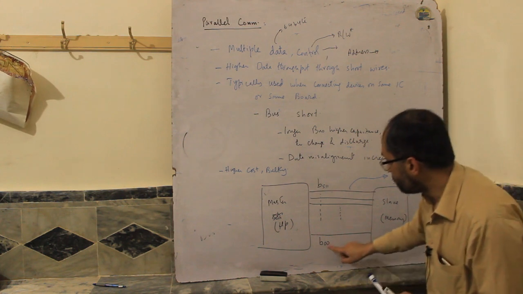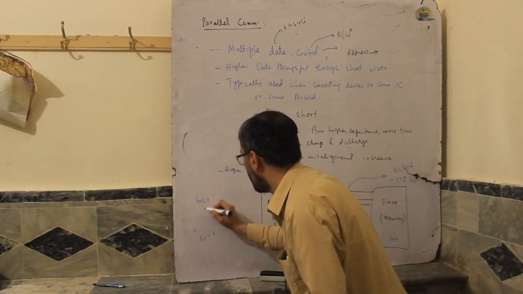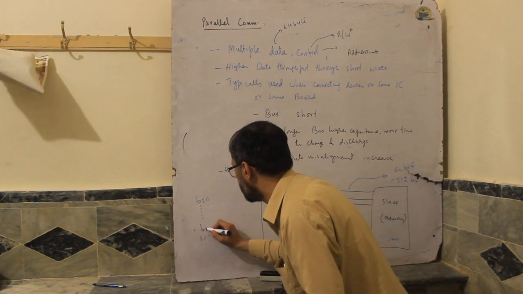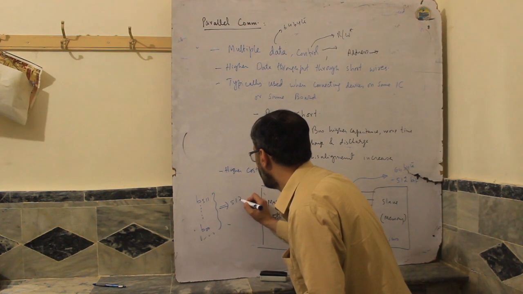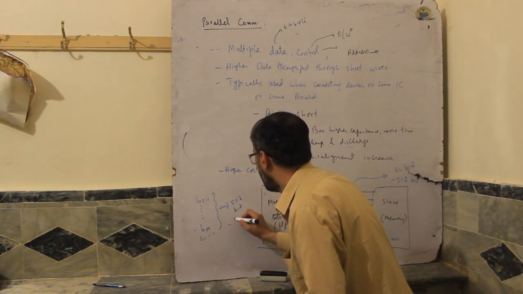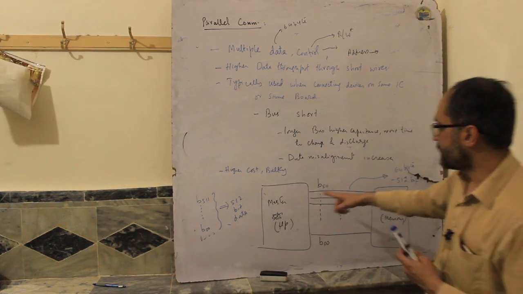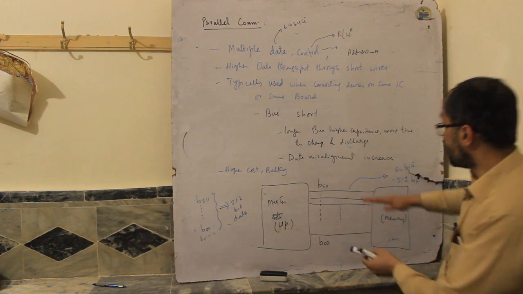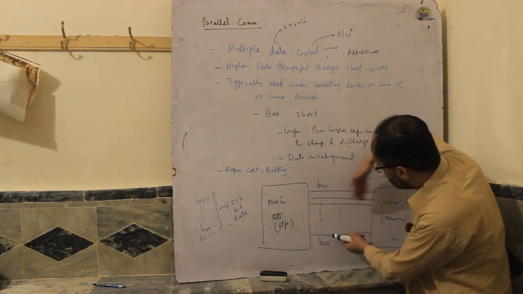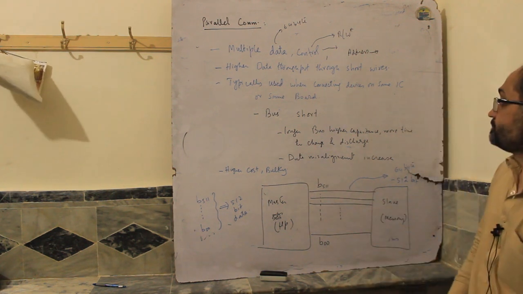So the bits will start from B00, and go up to B511. So this constitutes 512 bits of data. This is 64 bytes of data and it is connected through parallel communication. So these are multiple lines.